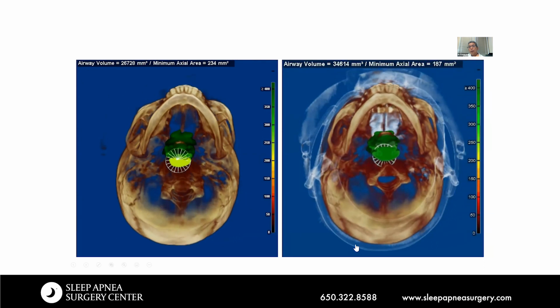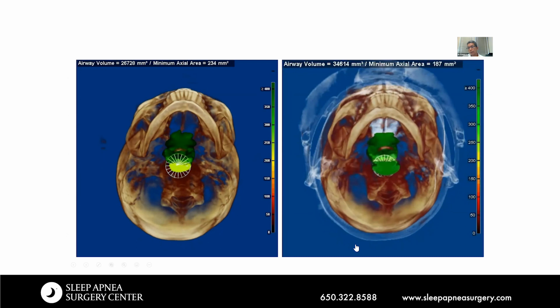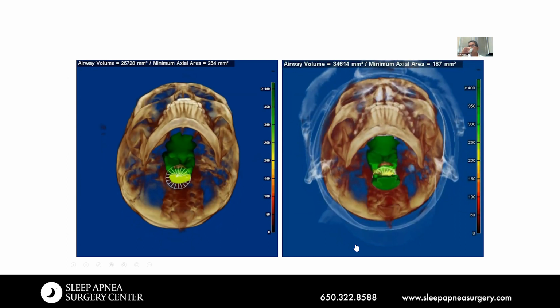And this procedure is done under sedation. It takes less than an hour. Outpatient.